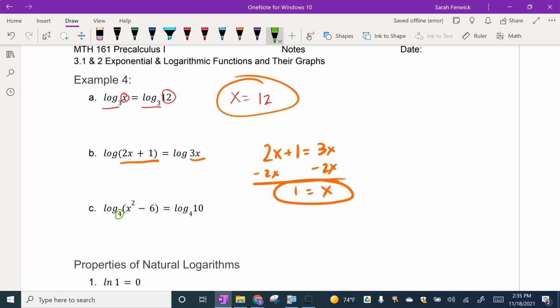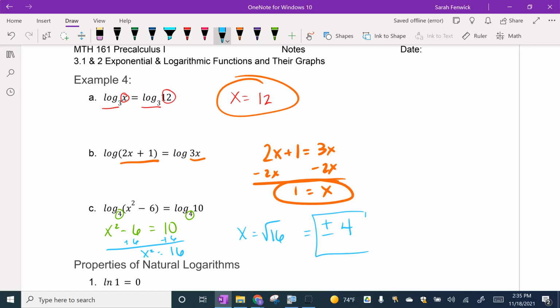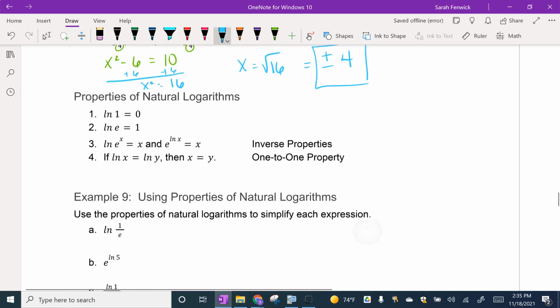Next, log base 4 equals log base 4. So I'm going to say x squared minus 6 equals 10. Since there's no x value, I can use the square root properties here. So I have plus 6, x squared equals 16. When I take the square root, I get plus or minus 4. Just a quick note, you should always check these to make sure they actually work out. If I plug into the x squared, they're both going to give me 16 regardless, aren't they? So that's definitely okay.